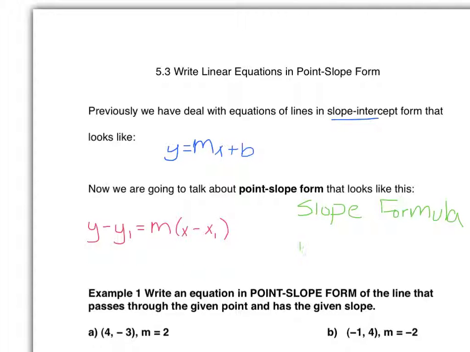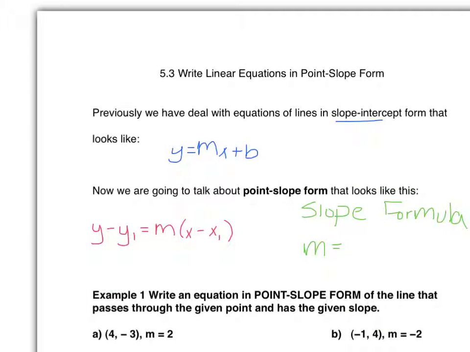Okay, so slope formula is m equals y2 minus y1 over x2 minus x1. Okay, so now if we look at this algebraically and we say that we want to isolate the y's that are on top, what we would do is we would take this whole quantity on bottom and we would multiply it to both sides. So I'm going to multiply x2 minus x1 to both sides.